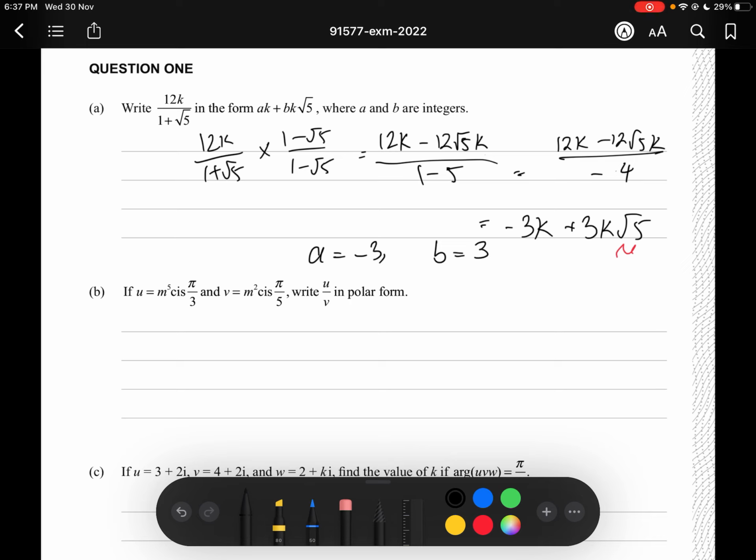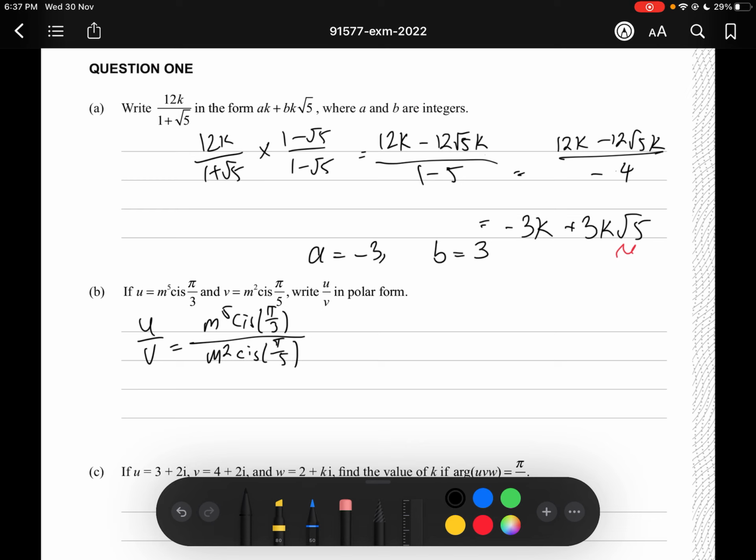If u equals m to the power 5 cis pi over 3 and v equals m squared cis pi over 5, write u over v in polar form. So we're going to write u over v first. u over v equals m to the power 5 cis of pi over 3 divided by m squared cis of pi over 5.